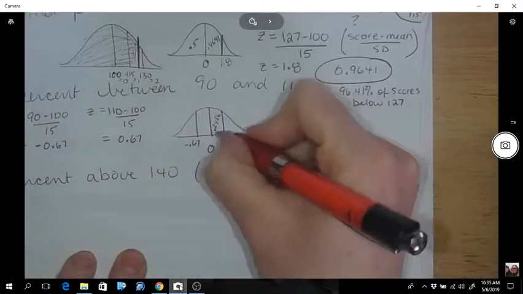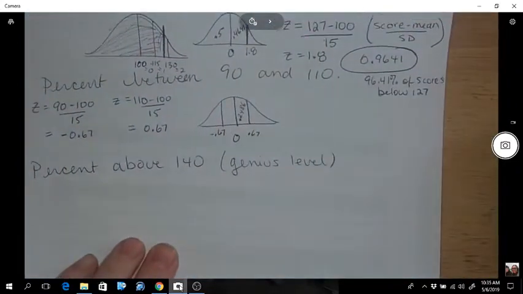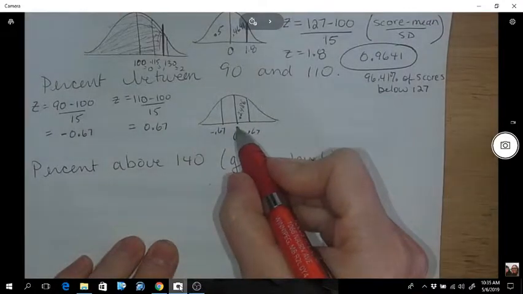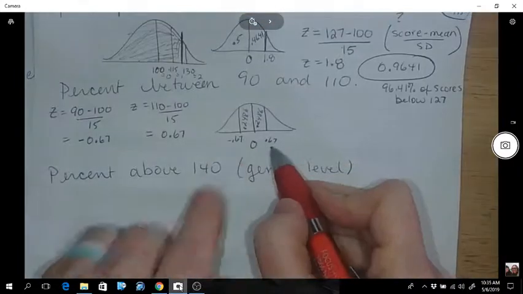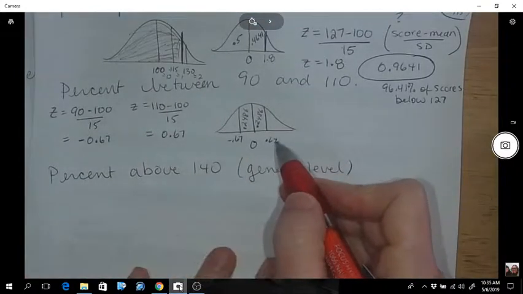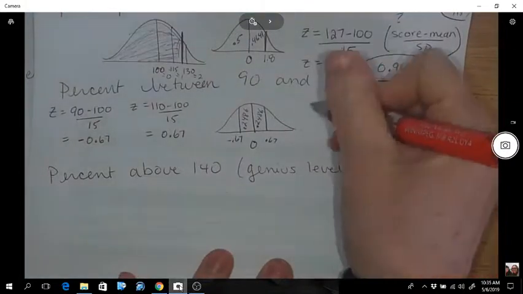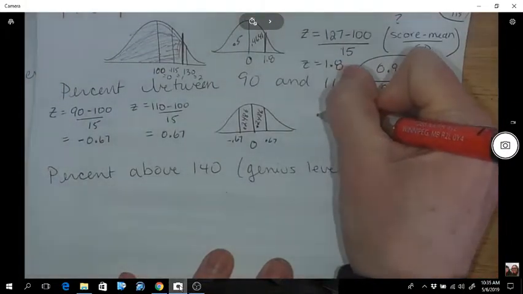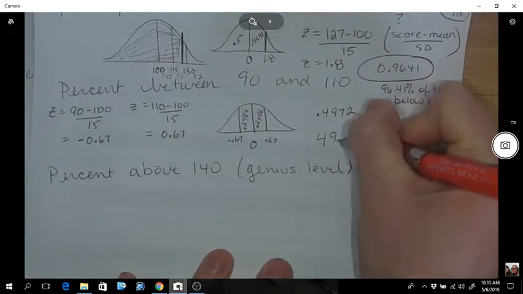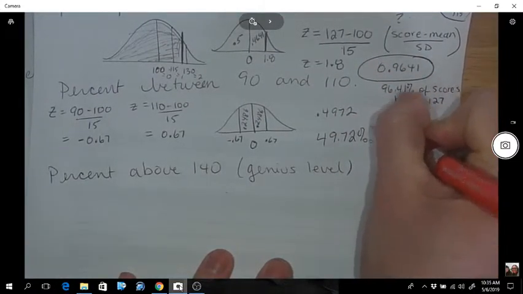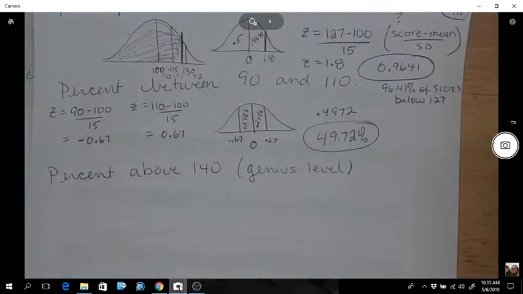Okay, so there is my percent between that score and the mean, and obviously on this side it's going to be the same because it's the same Z-score in a positive and negative way. So that ends up being 0.4972. So that is saying the percent: 49.72% of the scores are between 90 and 110.